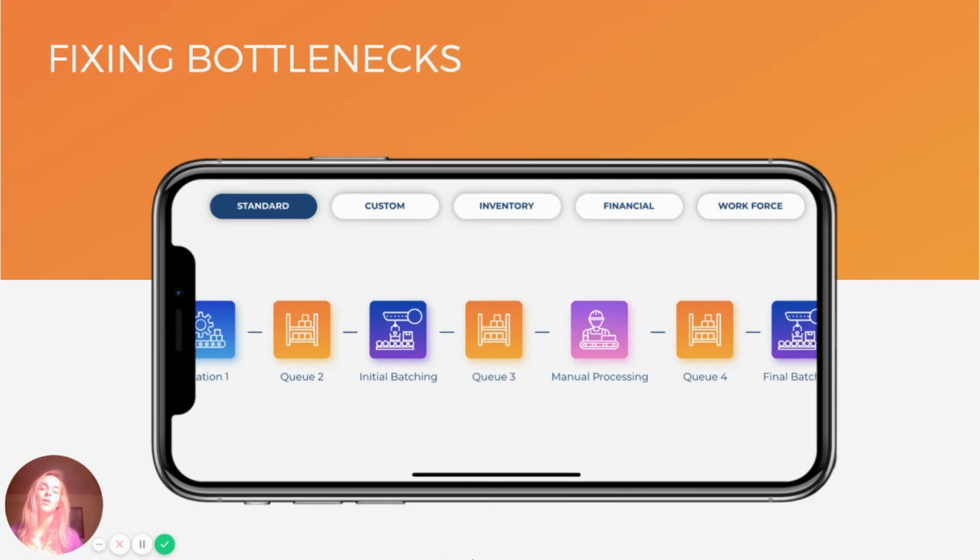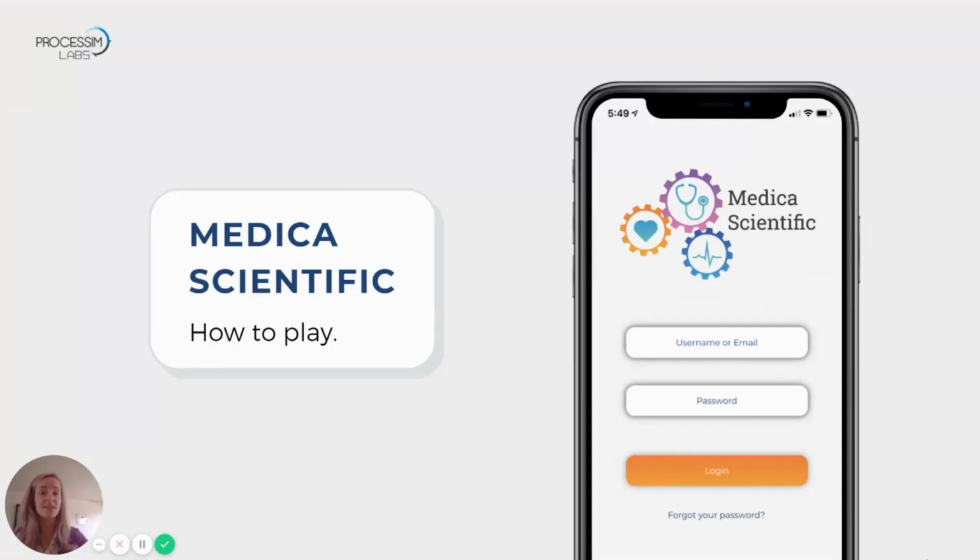To fix that bottleneck, we could do one of two things. We could reduce the capacity of initial batching by reducing the batch size, or we could hire more employees to increase the capacity of manual processing. And that should set you up nicely when first getting started with the game. Remember not to make too many changes at one time, as this makes it difficult to learn from your decision making. It's important to note that as your company grows and you decide to build more units, you'll need to recalculate your inventory reordering point and quantity, as your raw materials will most likely have changed.